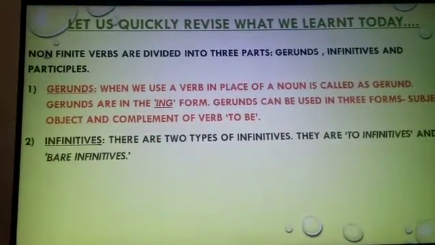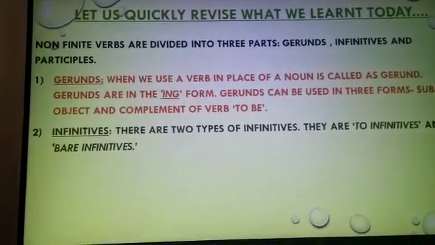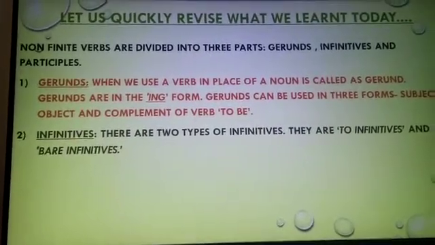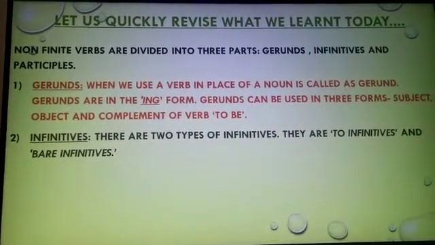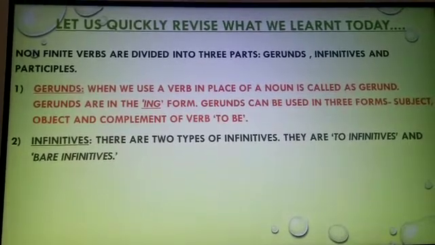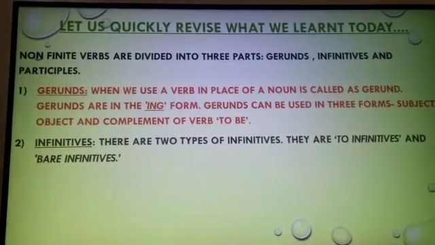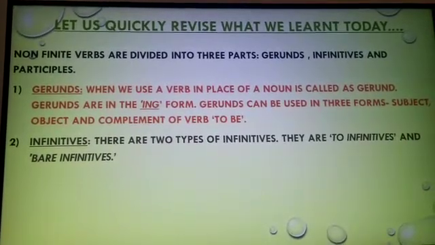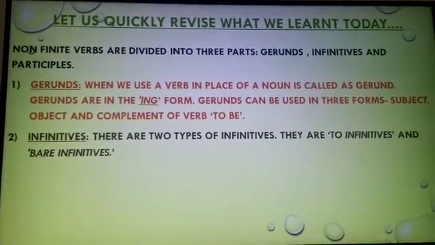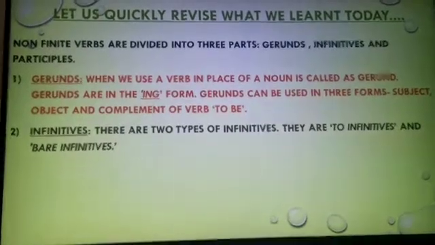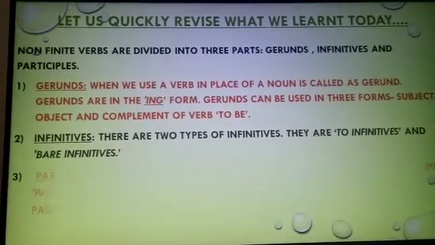Then second, we saw infinitives. We saw that there are two types of infinitives. One is the to infinitive and the other is the bare infinitive. Whenever a sentence has to plus verb, it is called a to infinitive. Whenever the sentence has no to, it is called a bare infinitive. We saw the examples related to that.